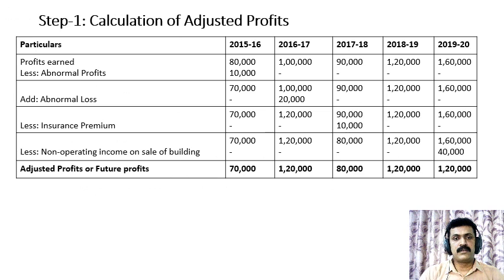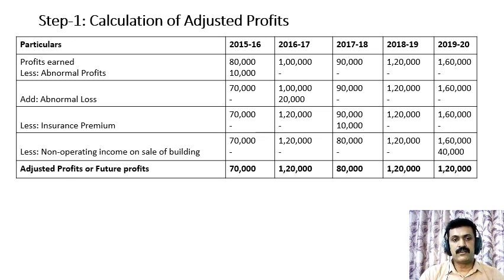So in the first step, we have to calculate the adjusted profits. So first we have to take the profits given in the problem for the last 5 years. 80,000, 1,00,000, 90,000, 1,20,000 and 1,60,000. First we have to deduct the abnormal profits in the year 2015-16. So the resulting balance is 70,000. And in the year 16-17, we have an abnormal loss, therefore we have to add it, that is 20,000. So the resulting balance will be 1,20,000.